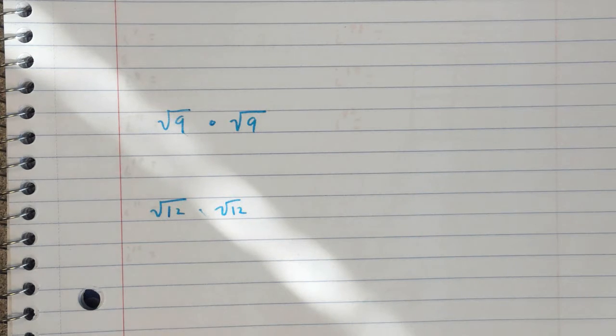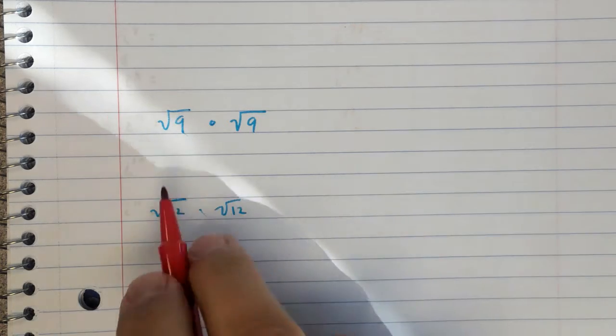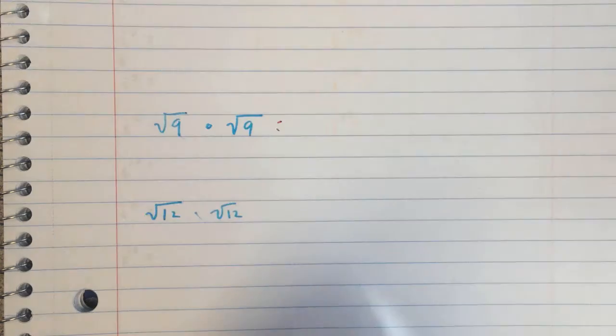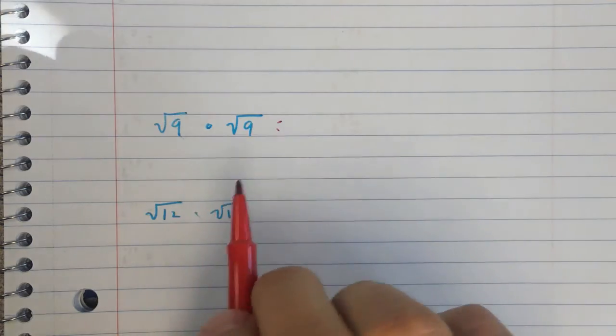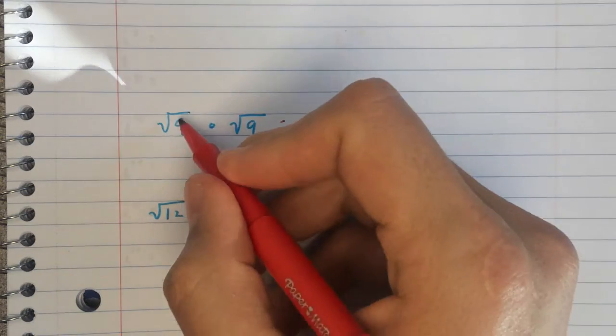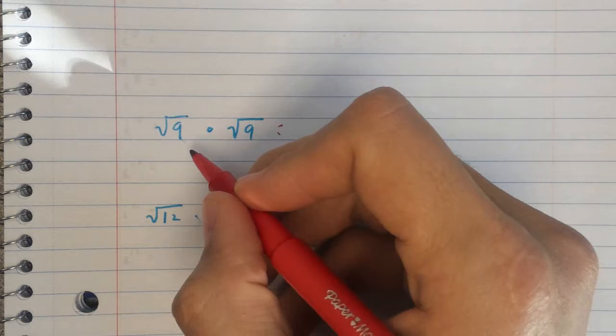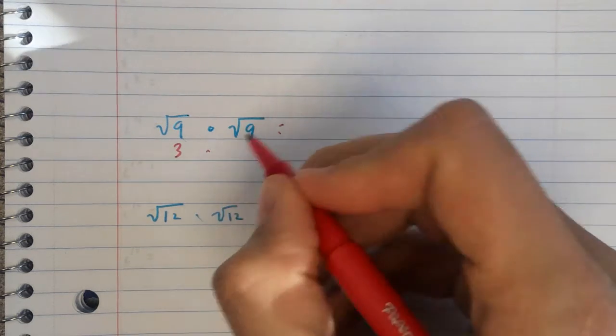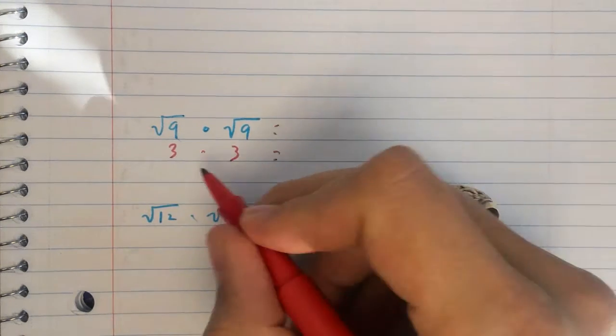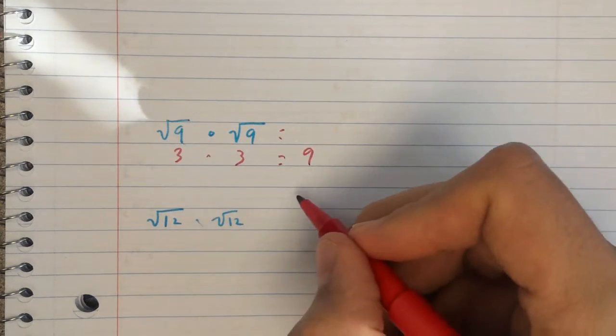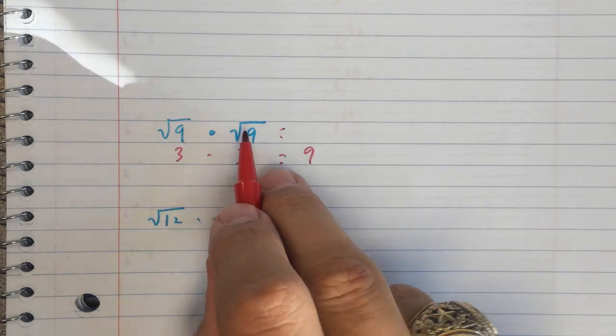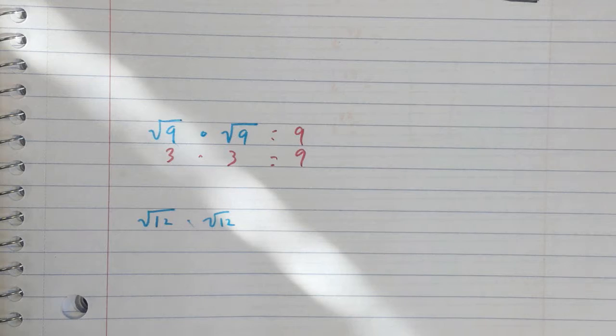what happens. So we have the square root of 9 times the square root of 9. What I want to do first to show us how this is going to work is get the square root of 9 and the square root of 9. The square root of 9 is 3. The square root of 9 is 3. 3 times 3 is 9. That means the square root of 9 times the square root of 9 is 9.